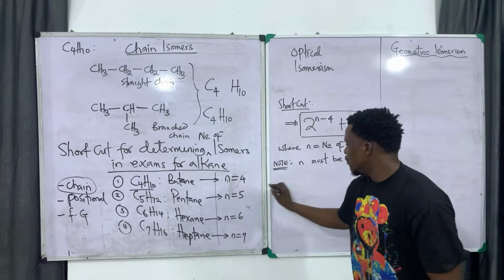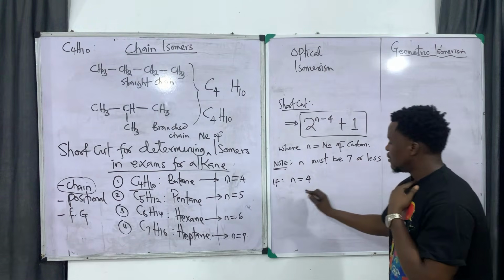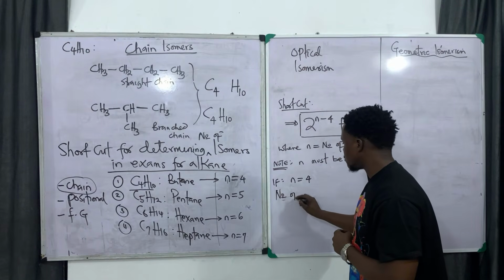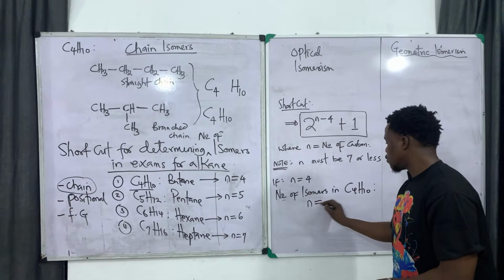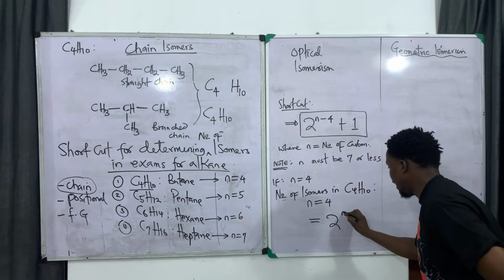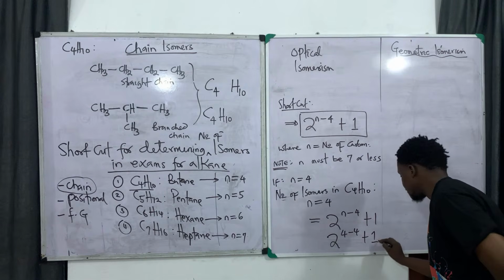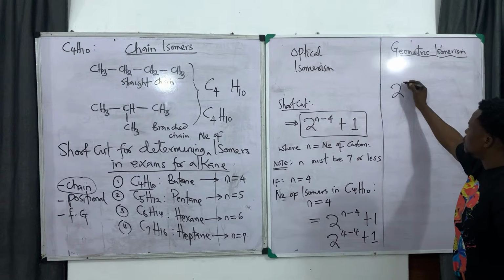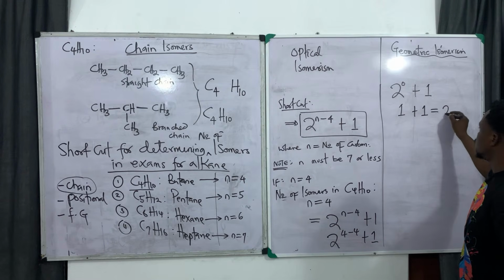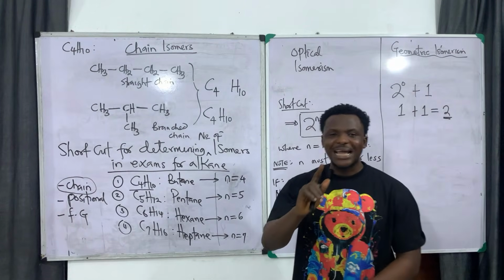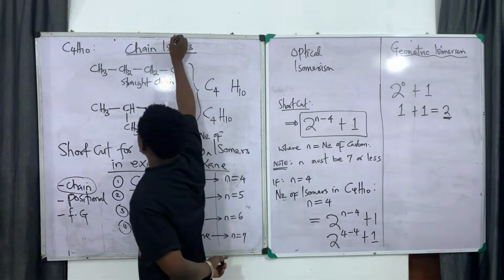So here, if N equals 4, how do you solve this? This becomes the number of isomers in C4H10. Now here N equals 4. So you say 2 to the power N minus 4, plus 1. What is N here? 4. So this is 2 to the power 4 minus 4, plus 1. This is 2 to the power 4 minus 4, which is 0, plus 1. Anything raised to the power of 0 is 1. 1 plus 1 is 2. Class, the majority of questions I have seen in JAMB can be solved with this formula, as long as chain isomers are concerned.